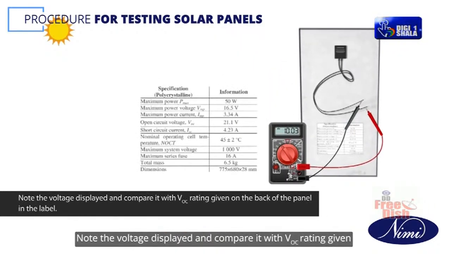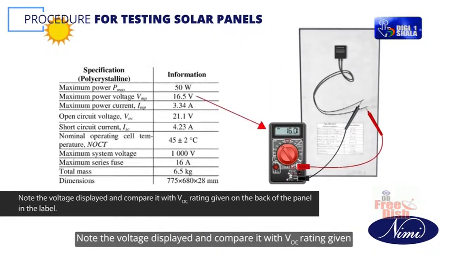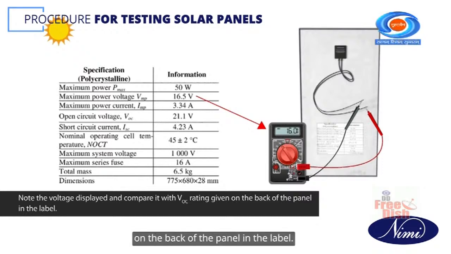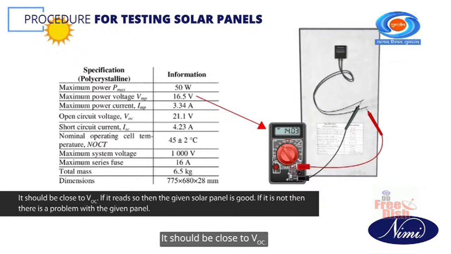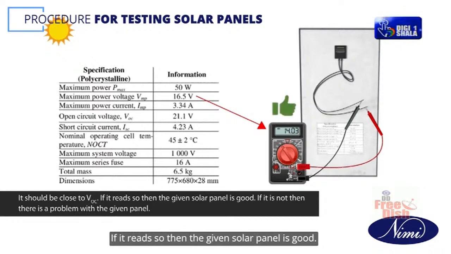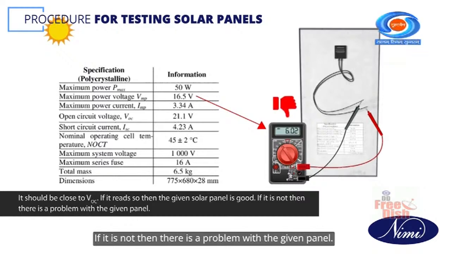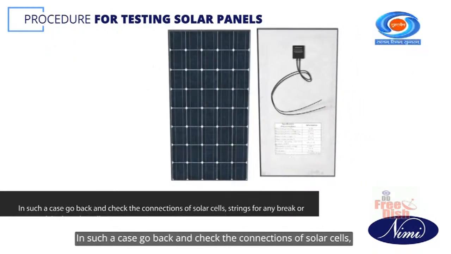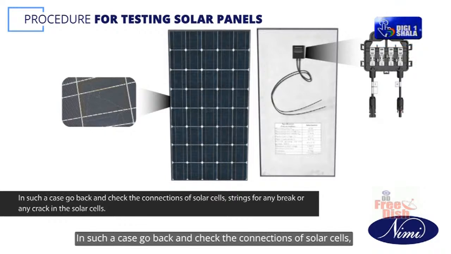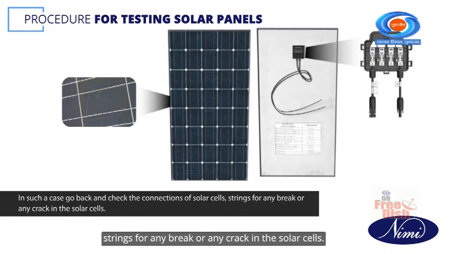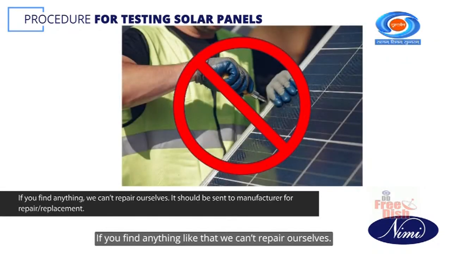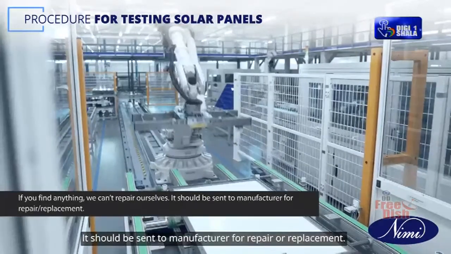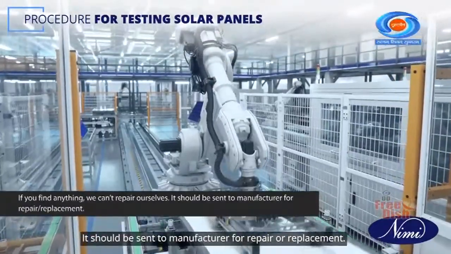Note the voltage displayed and compare it with the VOC rating given on the back of the panel in the label. It should be close to VOC. If it reads so, then the given solar panel is good. If it is not, then there is a problem with the given panel. In such a case, go back and check the connections of solar cell strings for any break or any crack in the solar cells. If you find anything like that, we can't repair it ourselves. It should be sent to the manufacturer for repair or replacement.